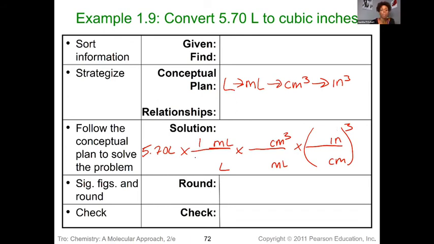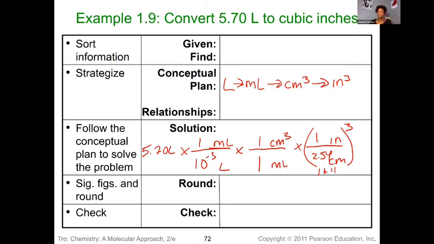We know that 1 milliliter is 10 to the negative third liters. We know that 1 centimeter cubed is the same thing as 1 milliliter. And we know that in 1 inch, there are 2.54 centimeters. Now, before you put this in your calculator, go ahead and cube that 2.54. So 2.54 cubed, that's where we're going to get 16.4, which is going to go in our calculation.